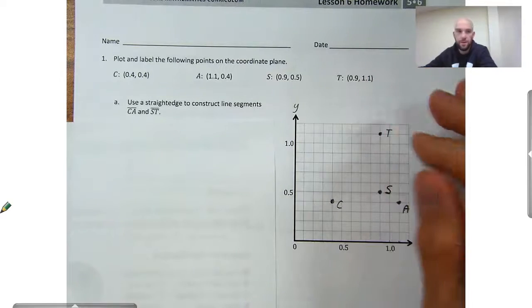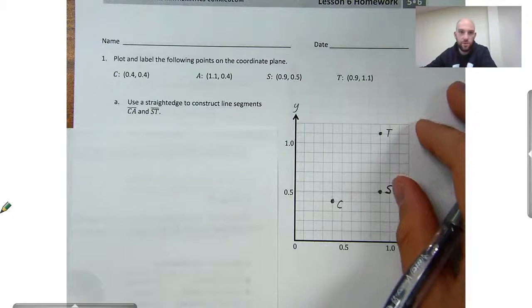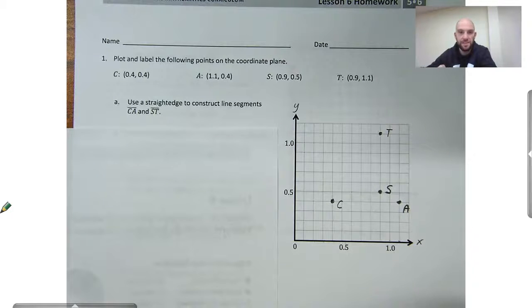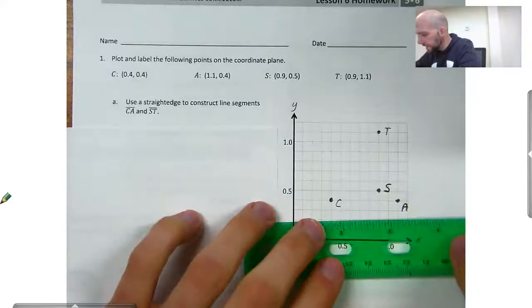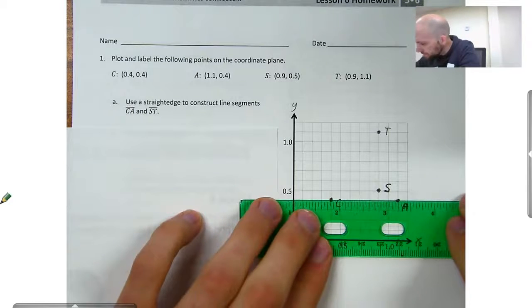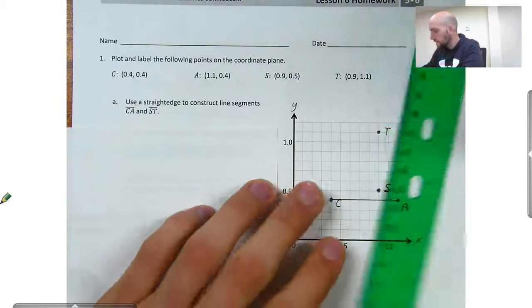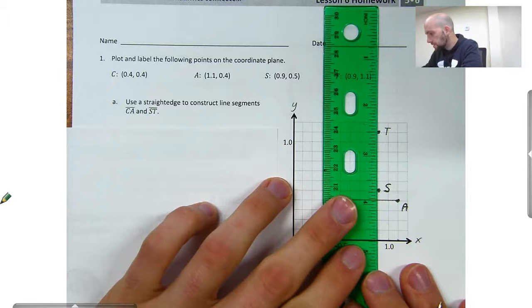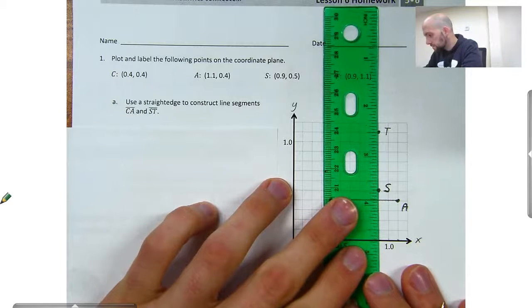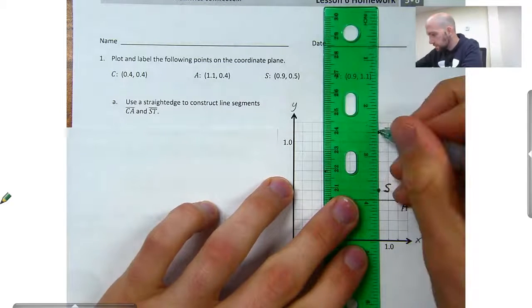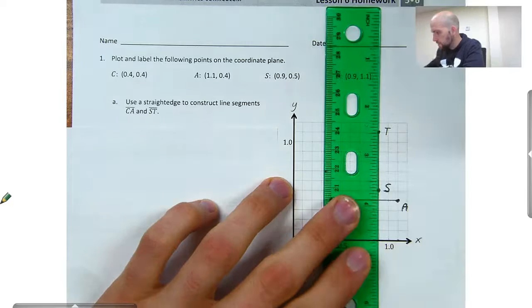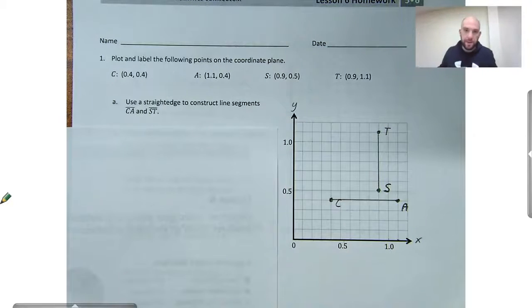All right, so letter A is going to ask us to use a straight edge to construct line segments CA and ST. So we're going to connect these, but we're not going to make a full line here. It's just going to be a line segment. So we're going to connect these 2 points. Connect T and S. All right, we have 2 line segments here.